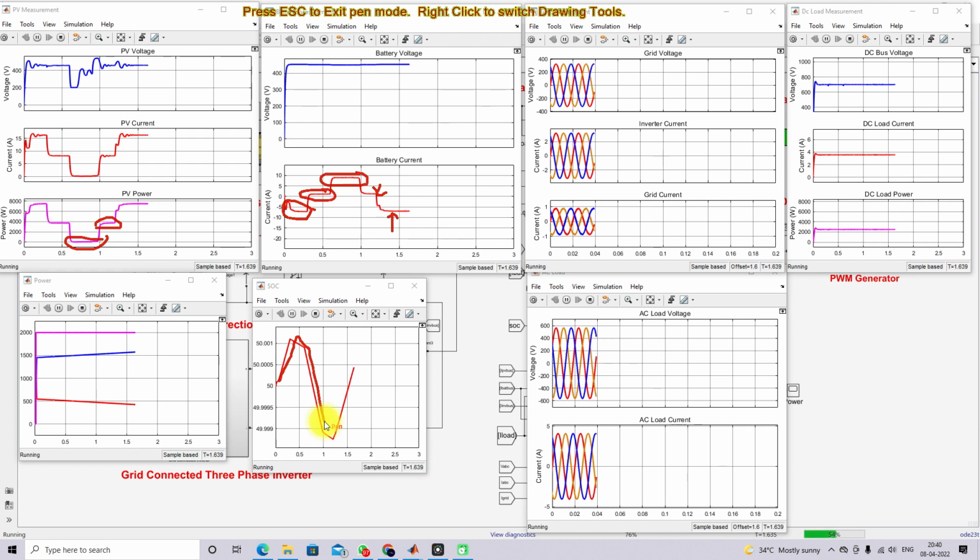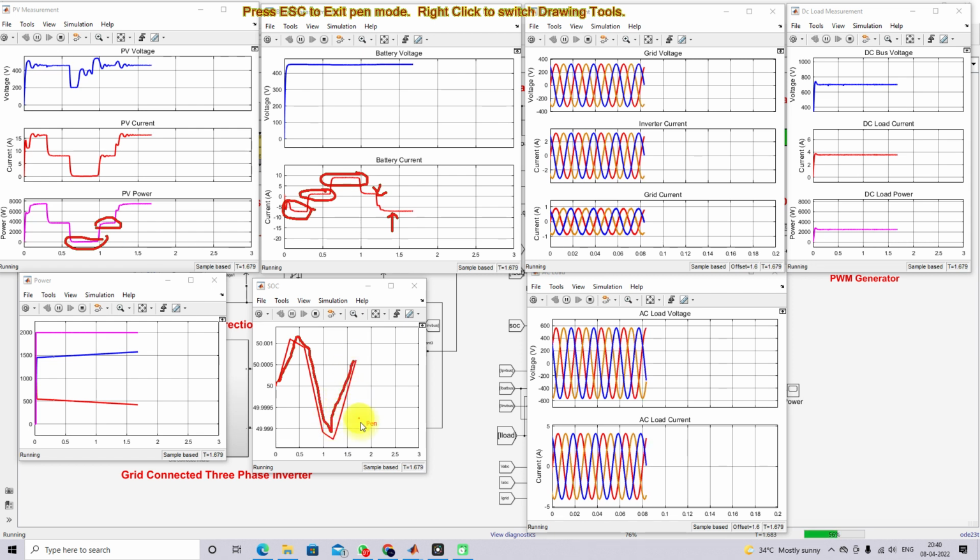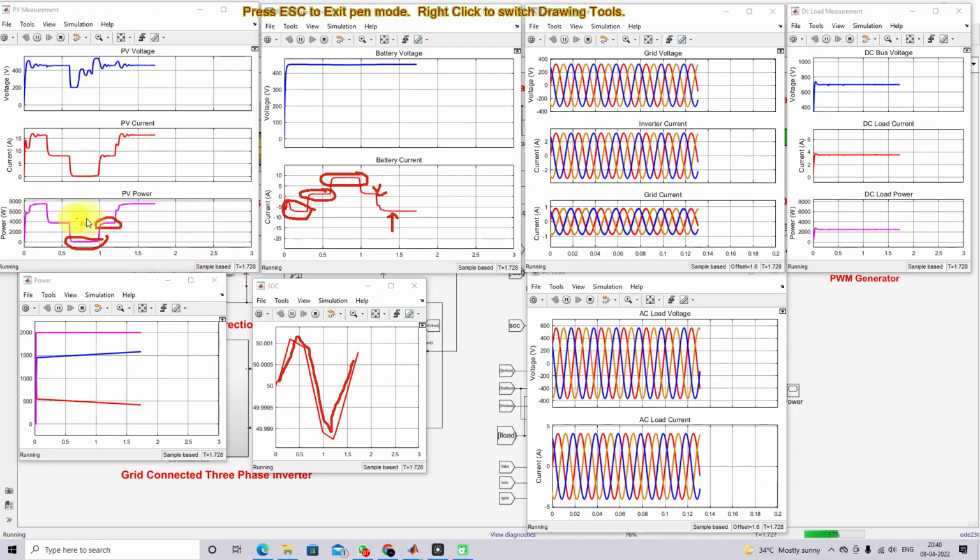So here it goes to discharging, and then it comes to charging. This SOC charging and discharging happens based upon the PV power.